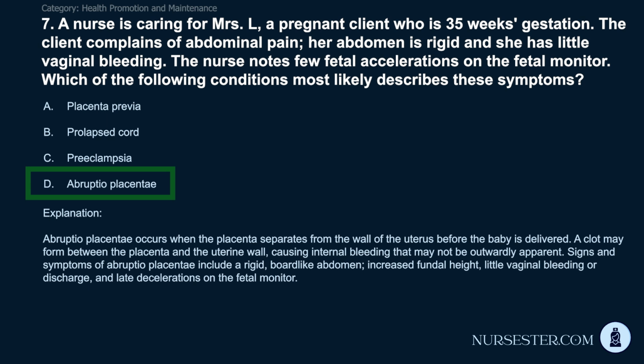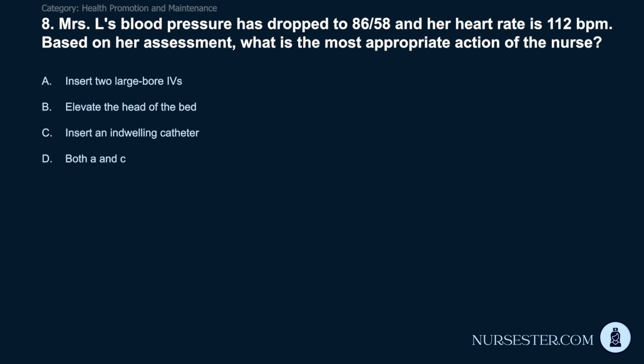Signs and symptoms of abruptio placentae include a rigid, board-like abdomen, increased fundal height, little vaginal bleeding or discharge, and late decelerations on the fetal monitor. 8. Mrs. L's blood pressure has dropped to 86/58 and her heart rate is 112 bpm. Based on her assessment, what is the most appropriate action of the nurse?